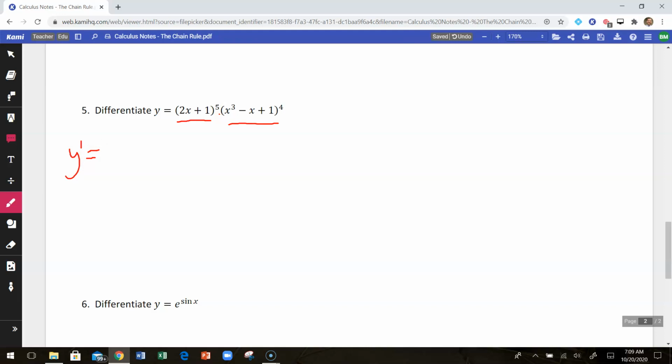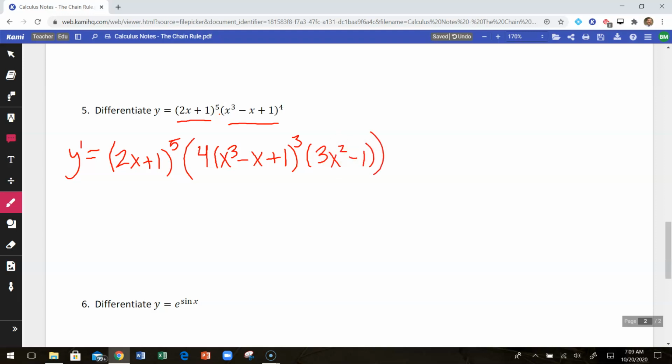The product rule says we're going to leave the first the same, and then we're going to multiply by the derivative of the second. Well, the derivative of the second requires us to do a chain rule. Right? So the derivative of x cubed minus x plus 1 to the 4th power would be 4 times x cubed minus x plus 1 to the 3rd power, chain on 3x squared minus 1. That's the derivative of the second.